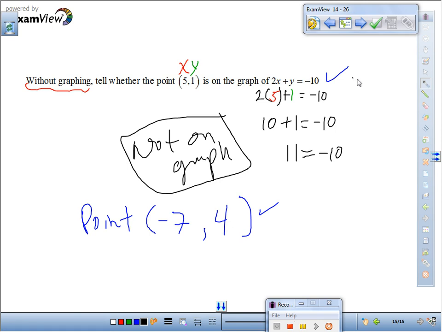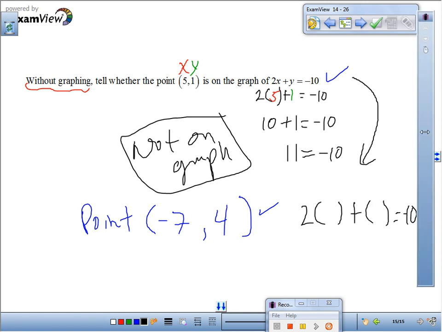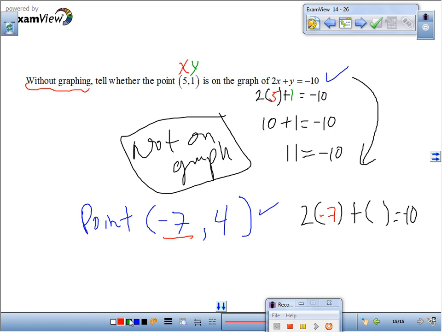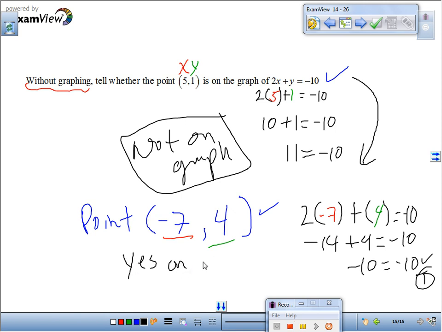Here we go. So we rewrite the equation. This becomes 2 parentheses plus parentheses equals negative 10. And instead of x, what did we write? Negative 7. And instead of y, we wrote 4. This became negative 14 plus 4 equals negative 10. Negative 14 plus 4, that's negative 10. Is negative 10 equal to negative 10? Yes, so therefore this one is yes on the graph.